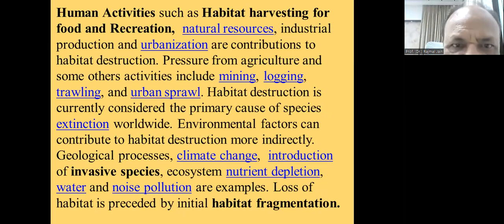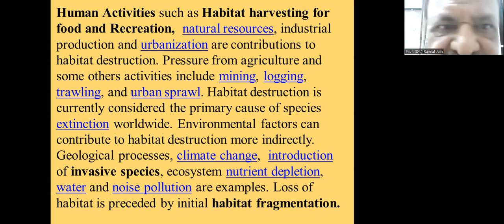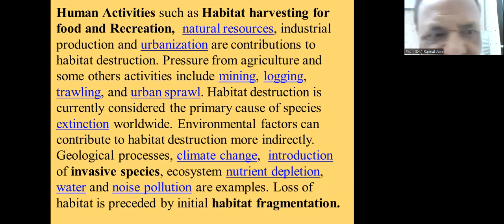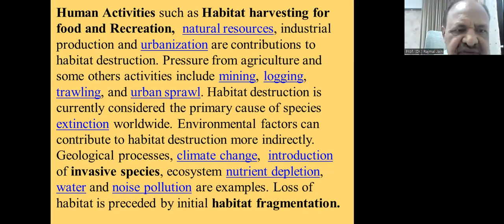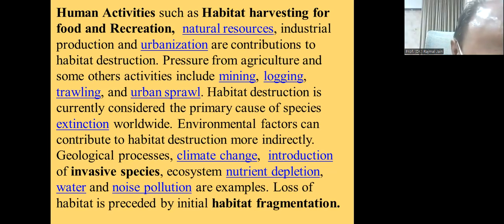Out of the whole slide, I have told many kinds of things which we are doing. Let us say we are using natural resources, doing urbanization and transportation, and putting lots of pressure through mining, logging, water use, and urban sprawl, etc. But many things like climate change, although we are causing the climate change, but that is another thing. But the invasive species, what do I mean by invasive species?